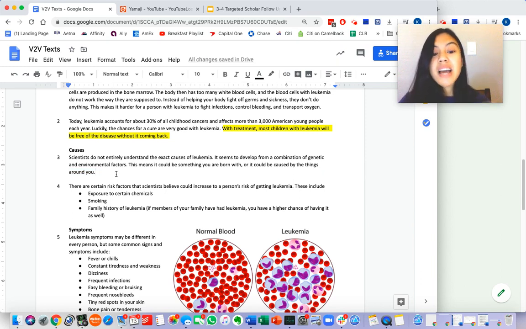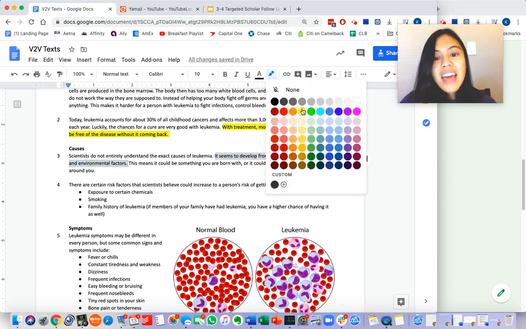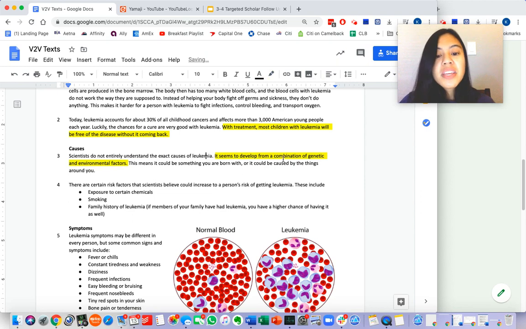Again, I know that the topic sentence is usually the first sentence or the last sentence, and it seems like this second sentence gives me more details about that last sentence. How leukemia can develop from something you are born with, or it can be caused by things around you, those environmental factors.